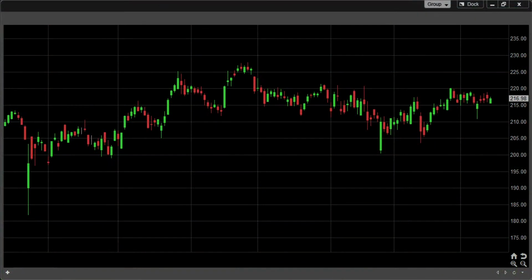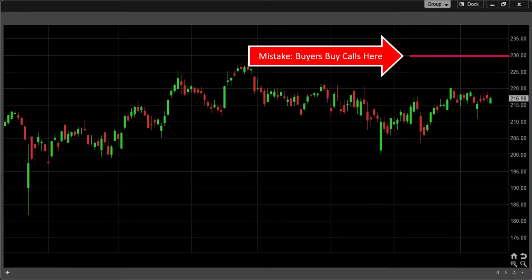So this is an example. Here's a stock. It's about $216, $217 a share. What a lot of option buyers do is they buy calls because they think the stock is going to go up, but they buy the calls way above the current stock price. Like they buy it at $230. There's a very small chance that the stock's going to go to 230. It hasn't been at 230 all year.